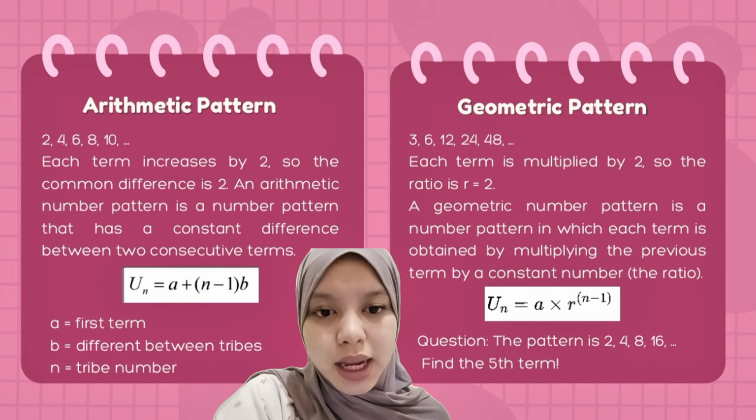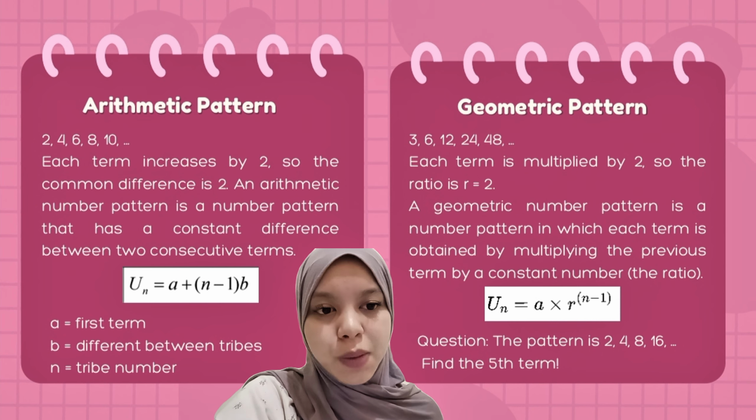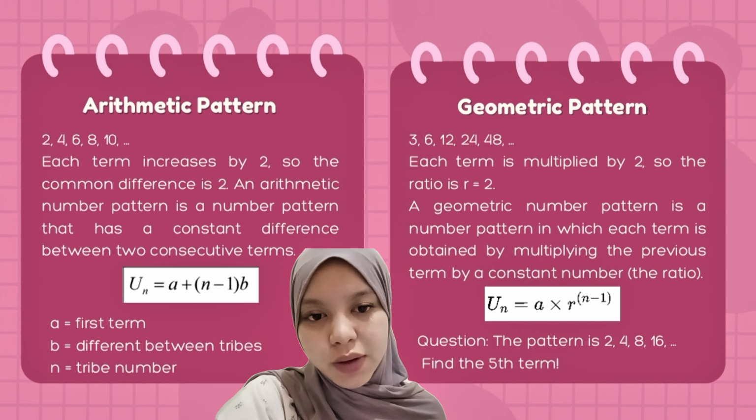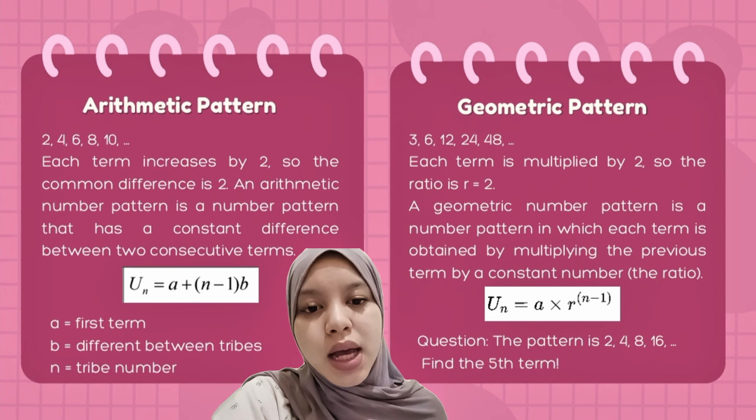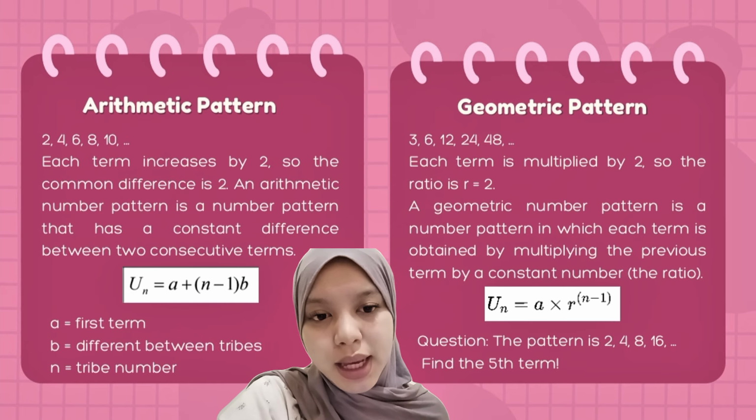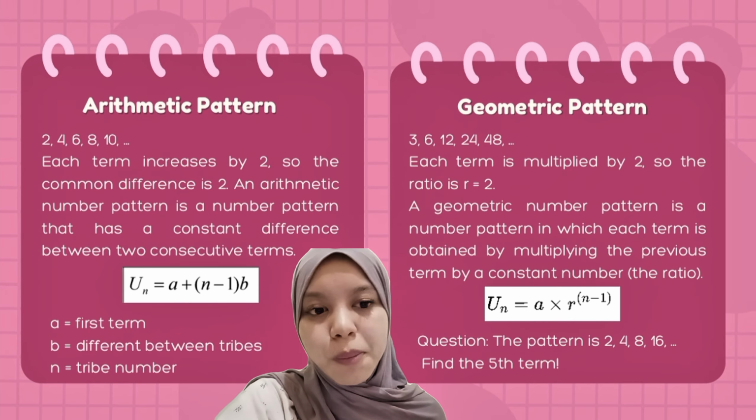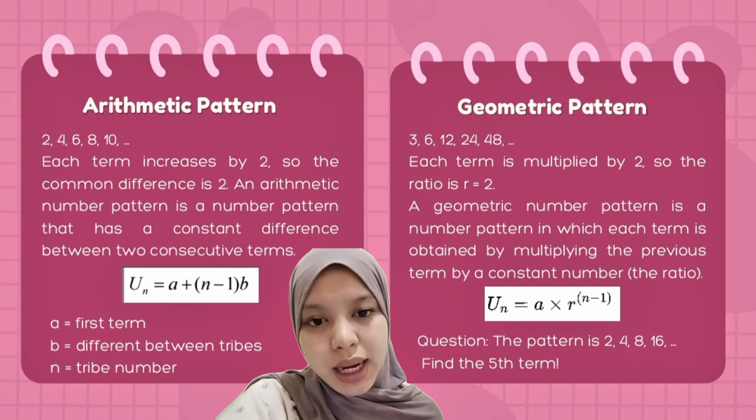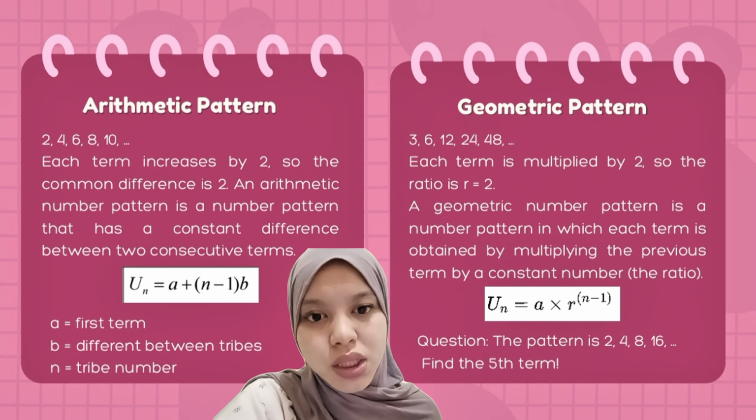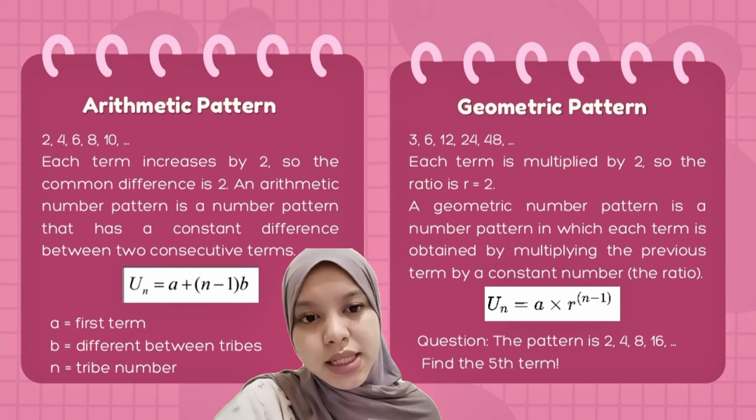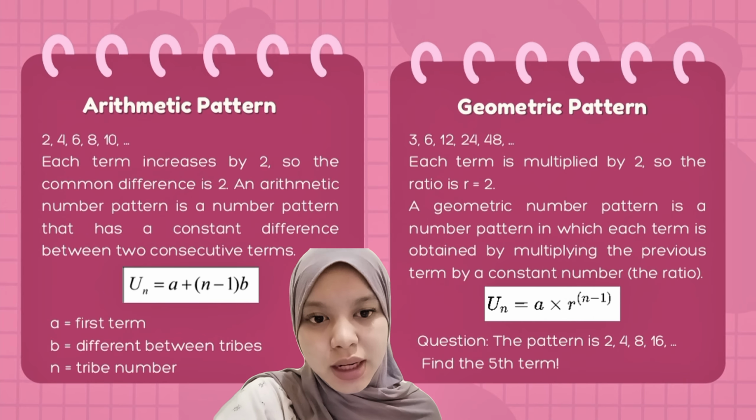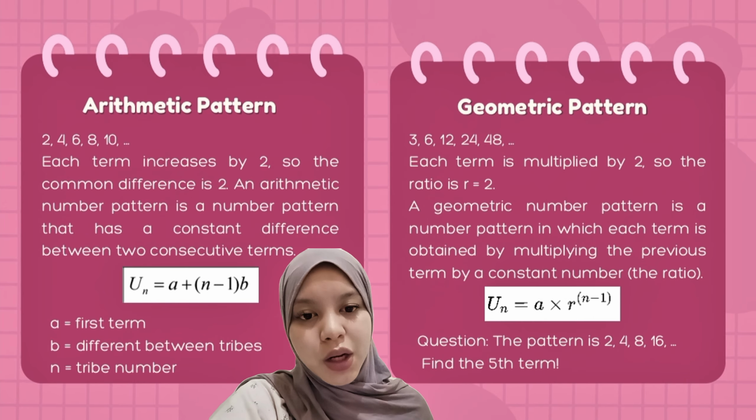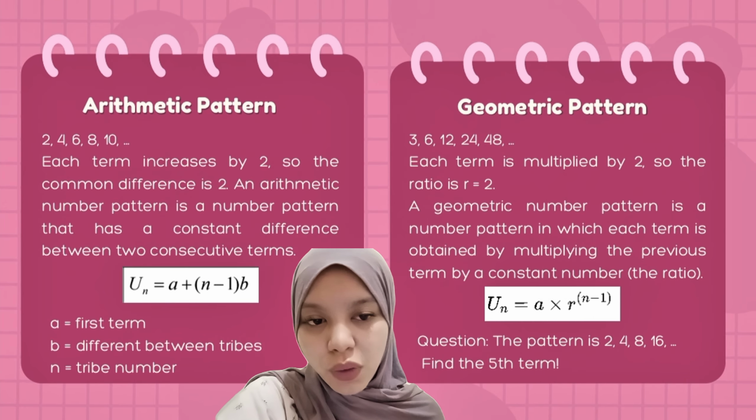To find the nth term of a geometric pattern, we use a formula. The formula is read as u sub n equals a times r to the power of n minus 1. In this formula, a is read as the first term, r is read as the ratio, and n is read as the term number. Now consider the following question.